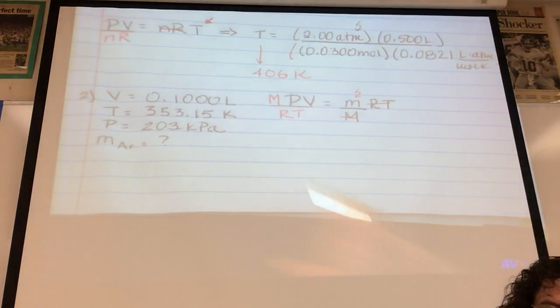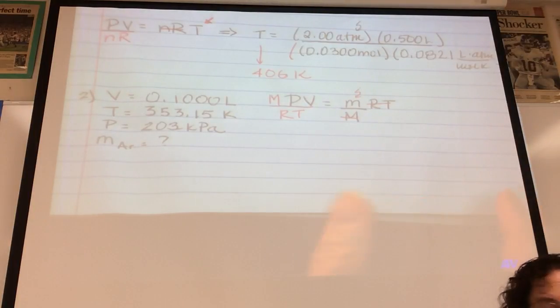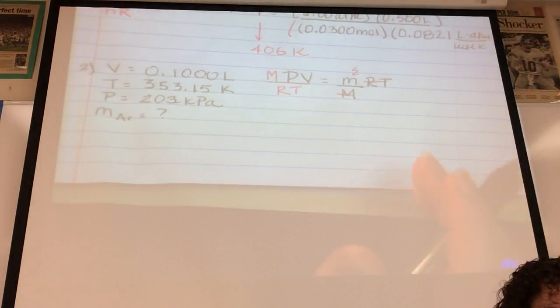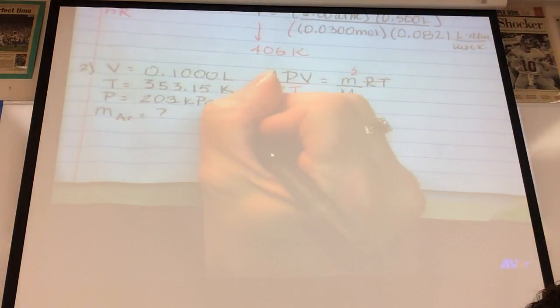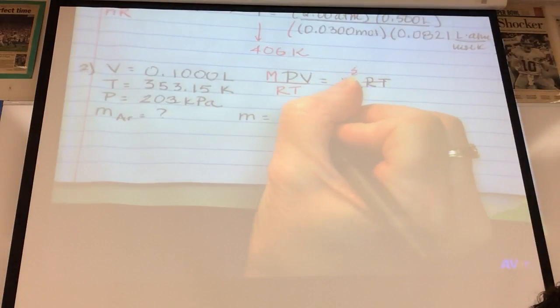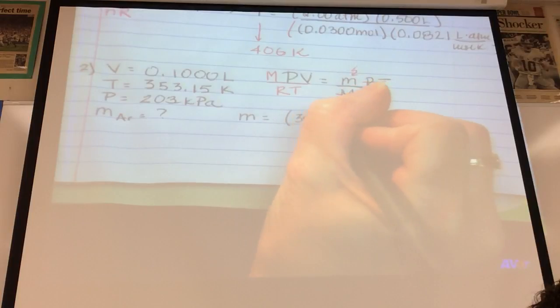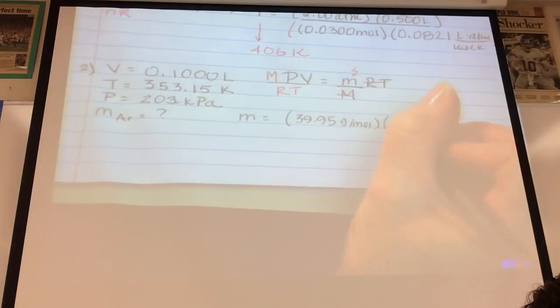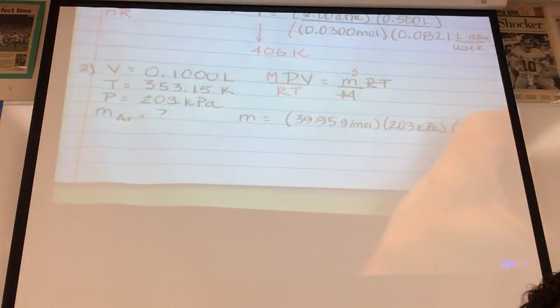And you should have a high comfort level manipulating variables in an equation based on the math that you are in. So the mass is equal to the molar mass. Argon on the periodic table is 39.95 grams per mole. The pressure is 203 kPa. The volume is 0.1000 liters.